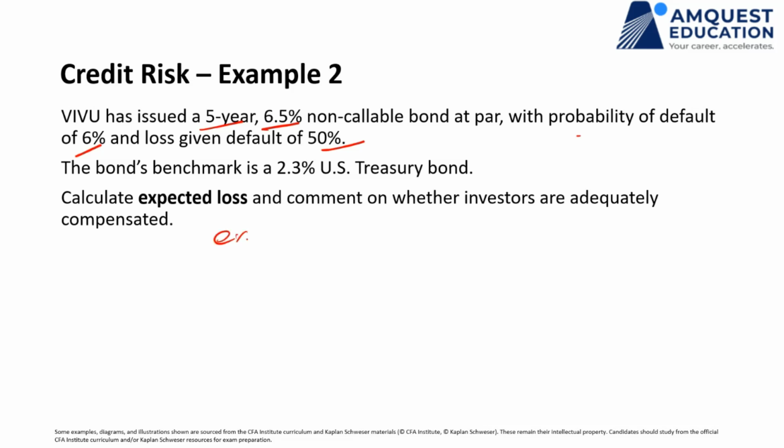Now, on expected loss, which was equal to probability of default 6% multiplied by loss given default of 50%, which means you are going to lose 3%. If there is a loss, you're going to lose 3%. How much should be my credit spread? If the expected loss is 3%, how much should be my credit spread?